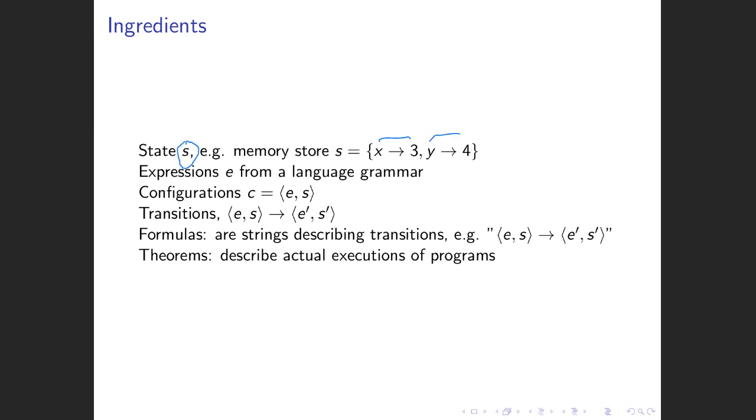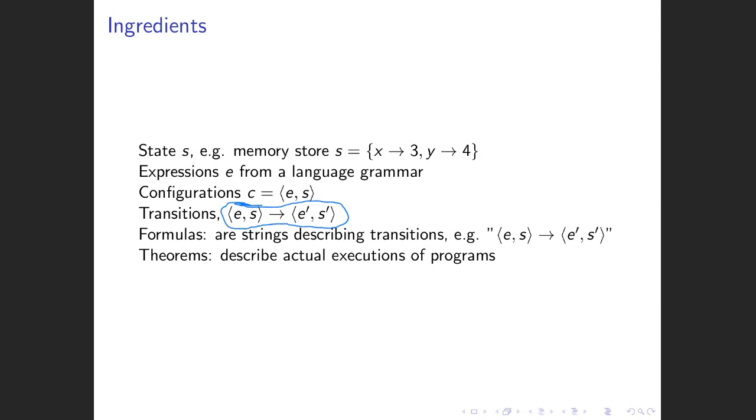Okay, so let's call this state. Then we'll have expressions from grammar, as we've seen before. So we're happy with expressions, and then we'll call a configuration a pair of an expression being evaluated in a particular state. So an expression can take different values according to the state you're in, because the variables in it will have different values. And then we'll talk about transitions. And a transition is a step of computation.